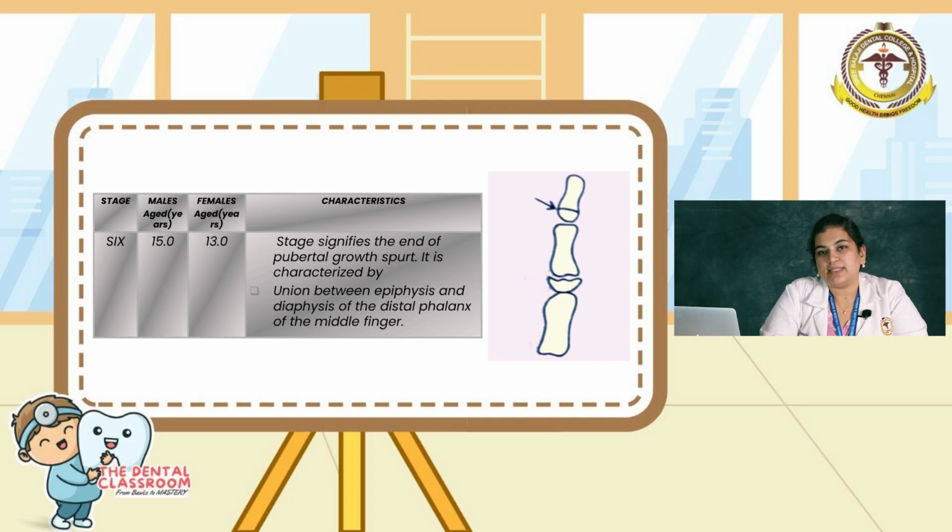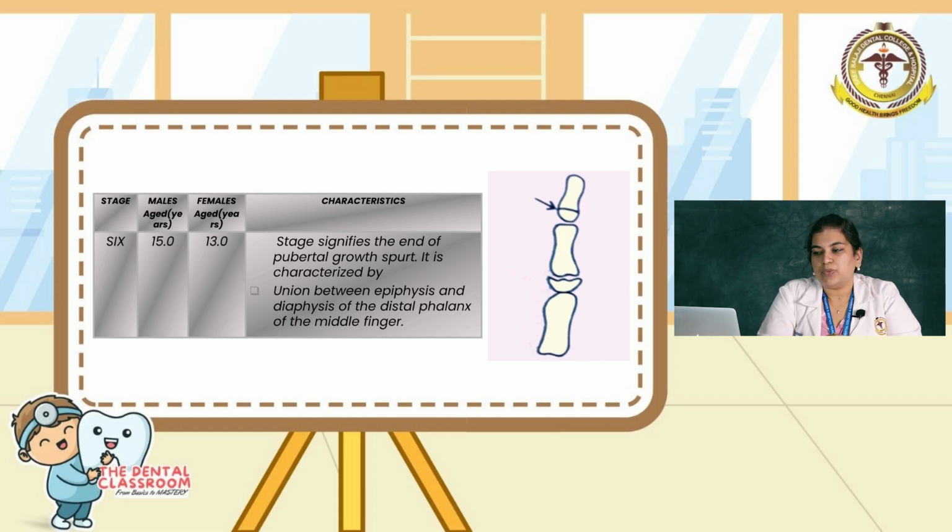Now, at stage 6, which is around 15 years for males and 13 years for females, it corresponds to a significant end in the pubertal growth spurt. So stage 5 and 4 are ideal if you want to do a functional treatment. Stage 6 is somewhere towards the end of the pubertal growth spurt.